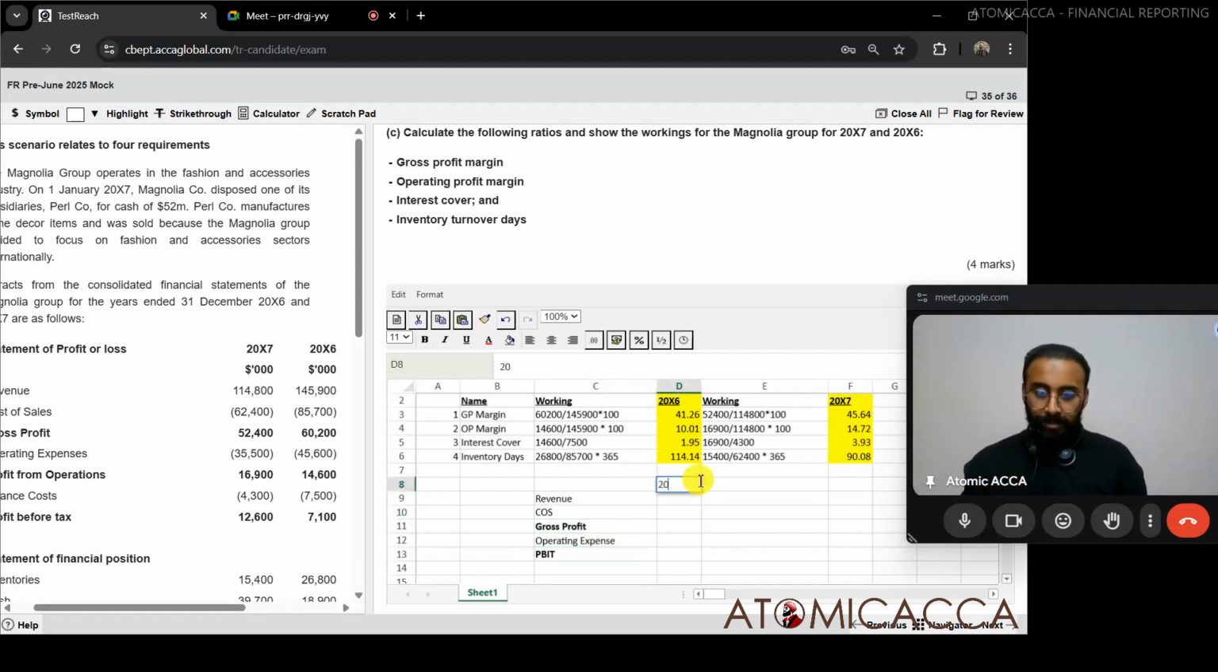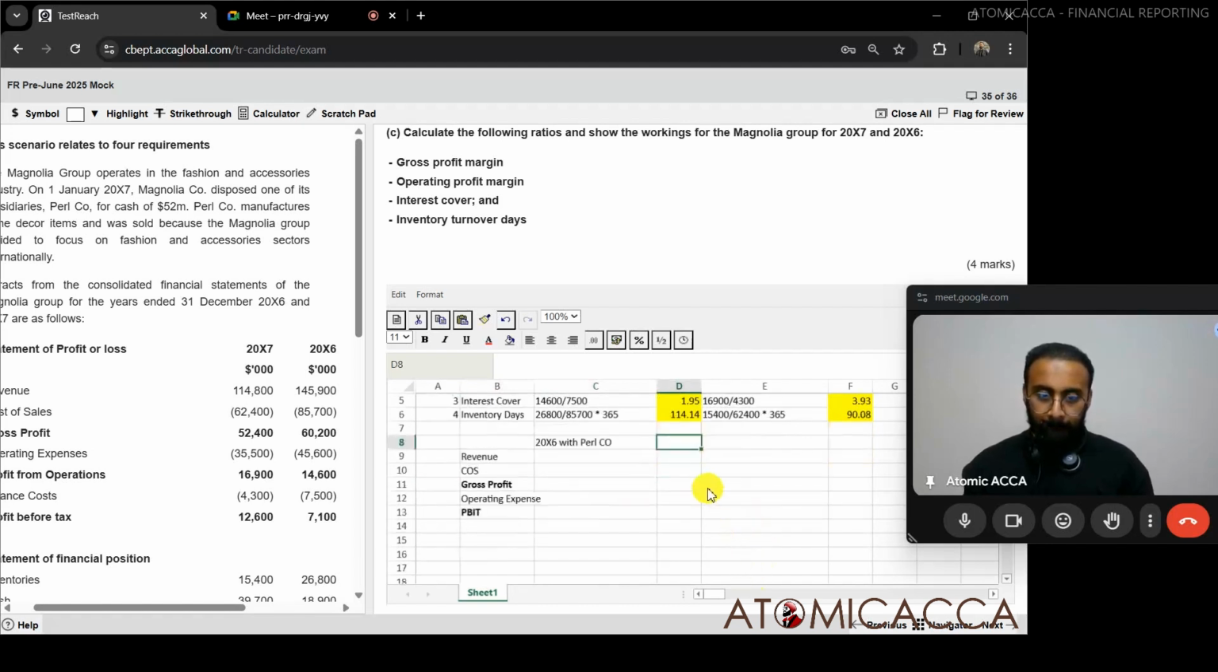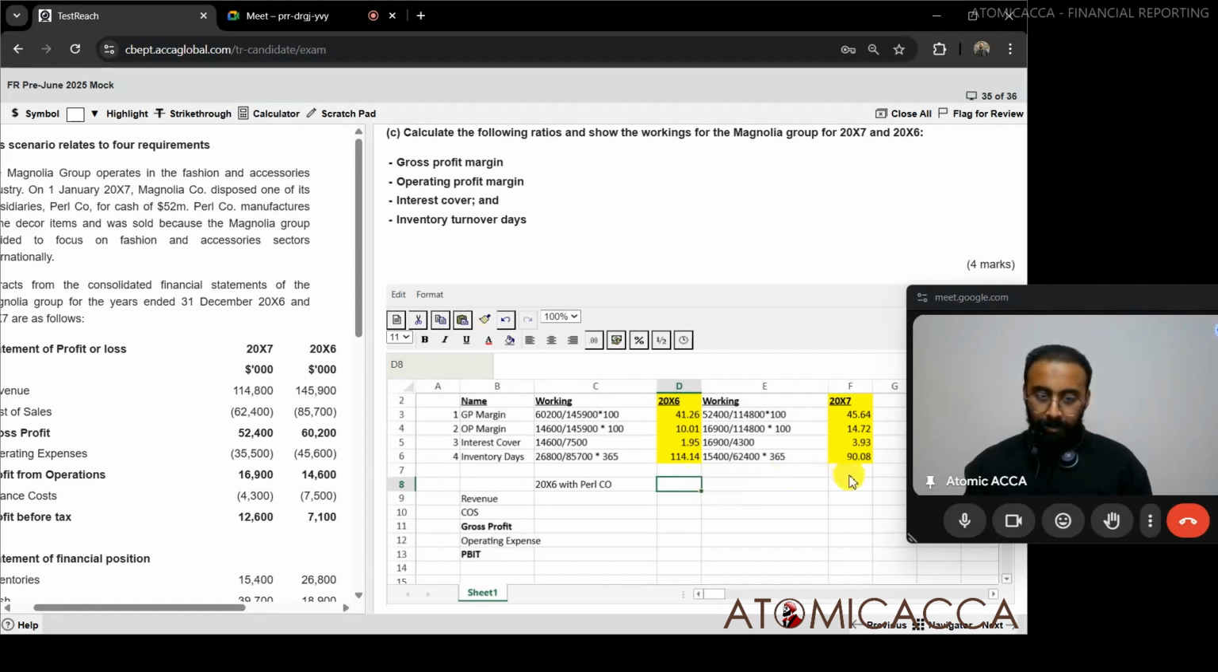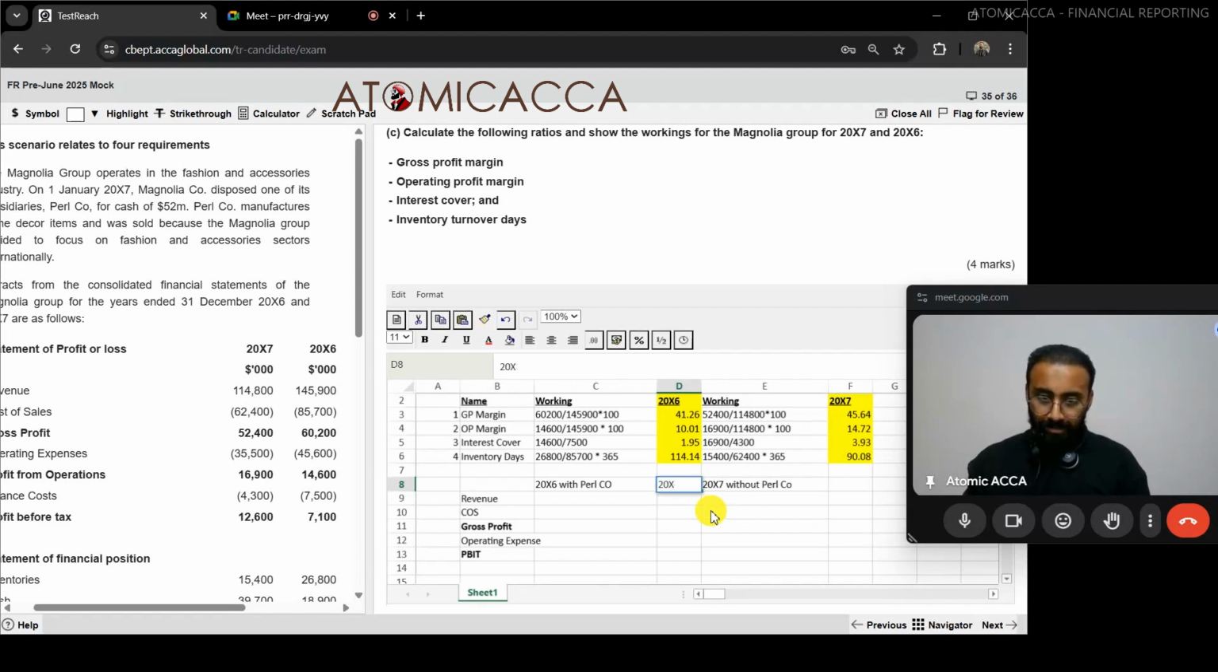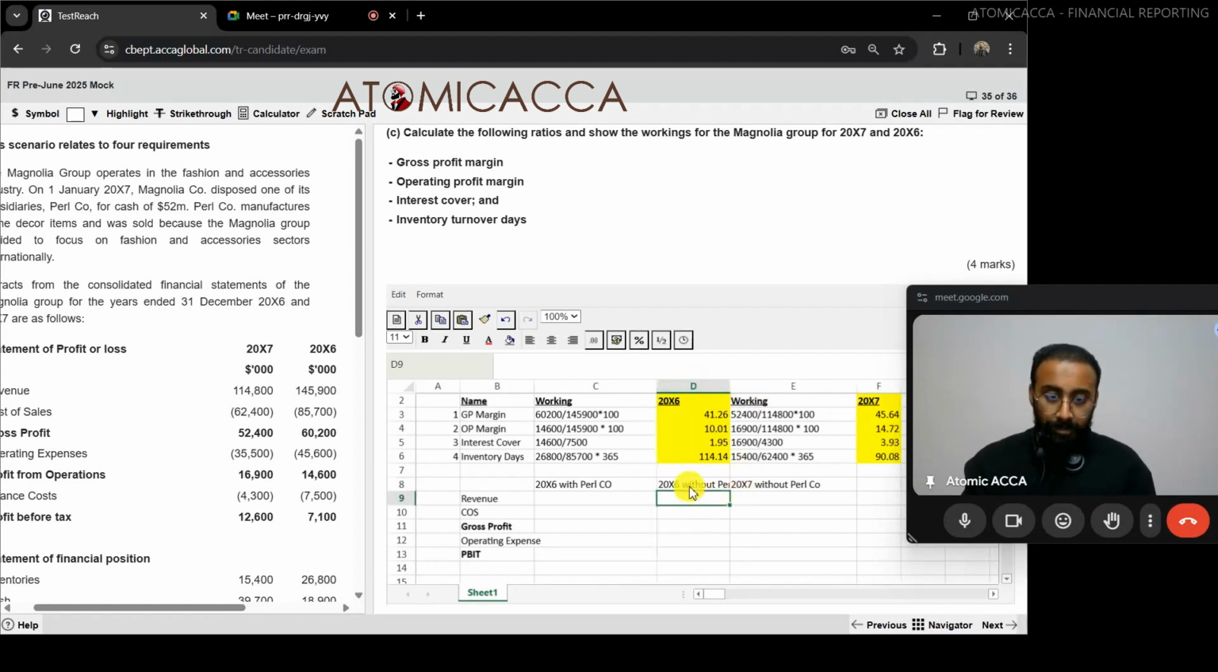So 20x6 is already given. We have 20x6 with Pearl company, and we can take 20x7 over here, right? So we'll take 20x7 without Pearl company. I need just one more line over here. Let's make it 20x6 without Pearl company. So this is 20x6 without Pearl company, 20x7 without Pearl company, so we can have a like for like analysis.